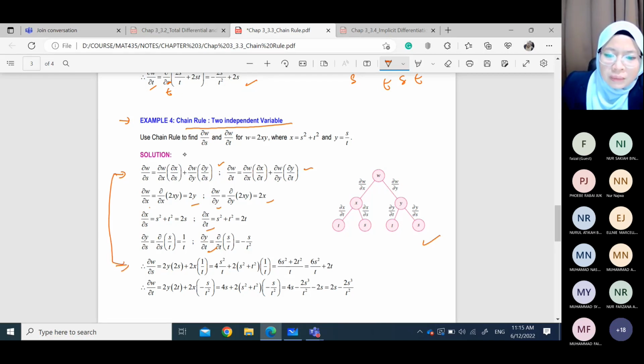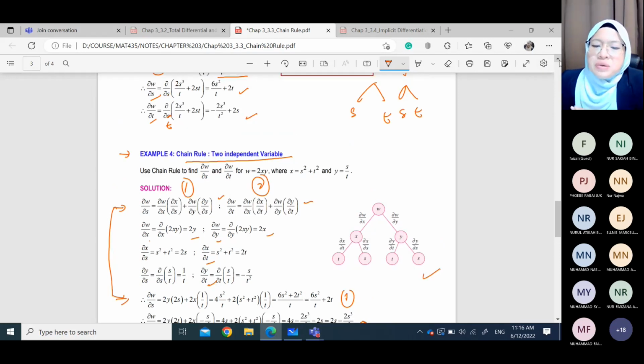Okay, and then you form it into the formula. This formula yang pertama, kita apply formula yang pertama. And the second, we apply in the second formula. And we have this answer. Jawapan dia sama, cuma kaedah dia berbeza. Okay. Ya, yang atas tu kita guna substitute. Kita substitute je X and Y into S and T. But in example 4, we apply chain rule.